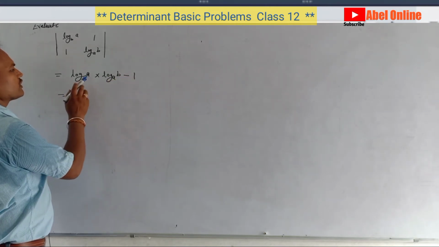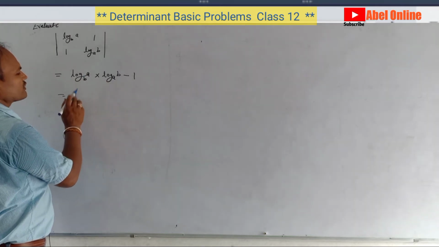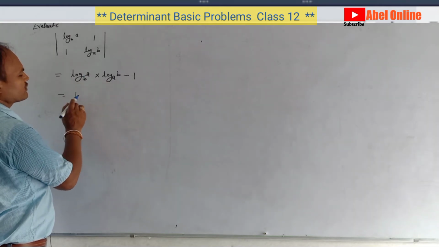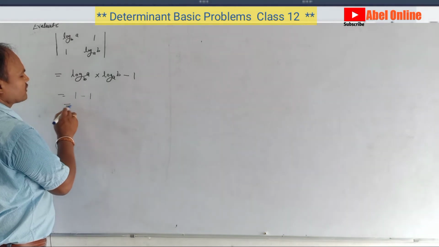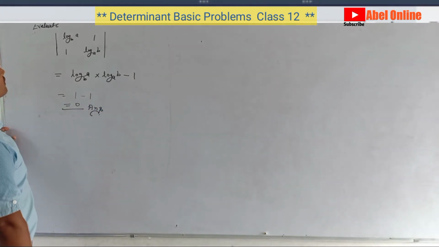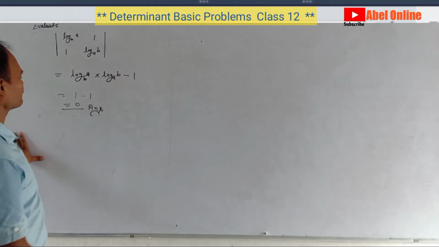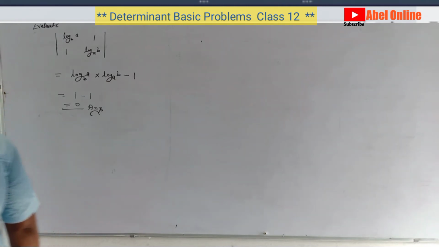So students, you know that log a base b and log b base a are just opposite, so the value of this is 1. So 1 minus 1 equals 0. So your answer is 0. This is a very simple question, students. The question is log a base b into log b base a minus 1. So the answer is 0.